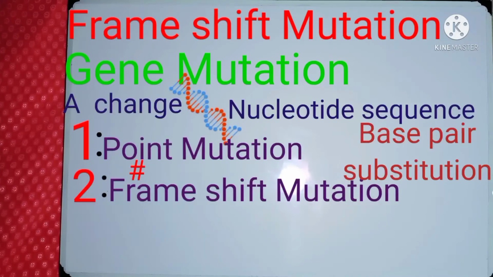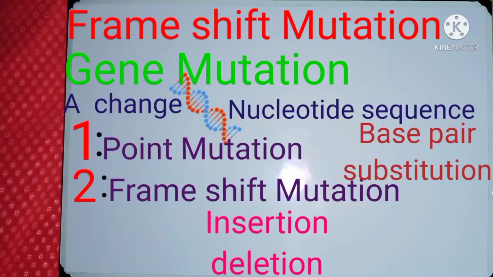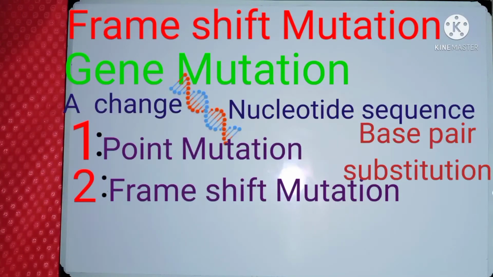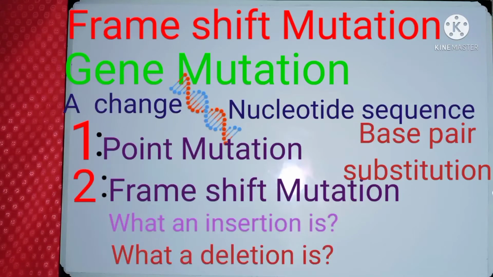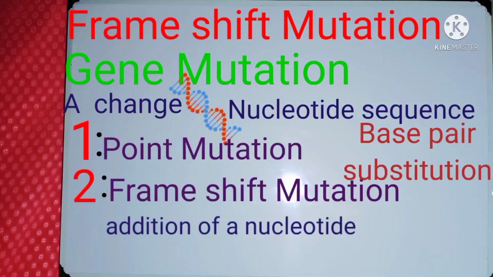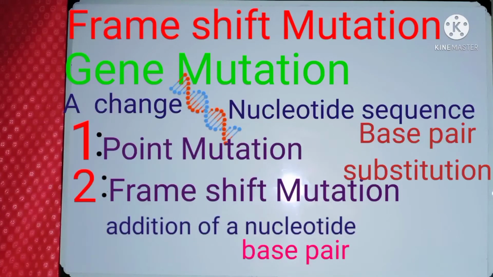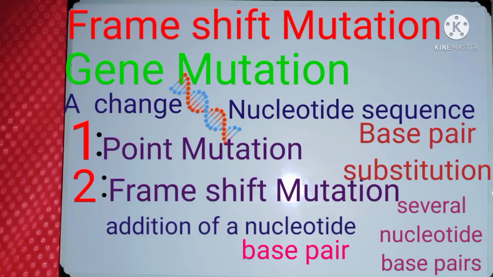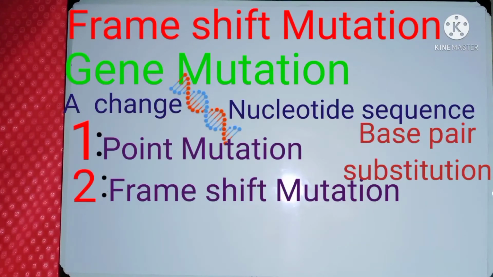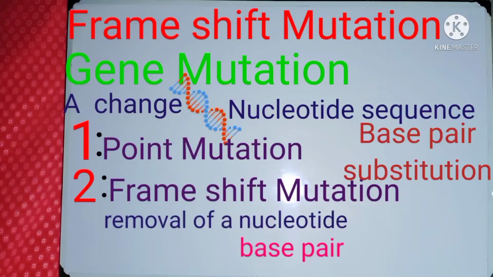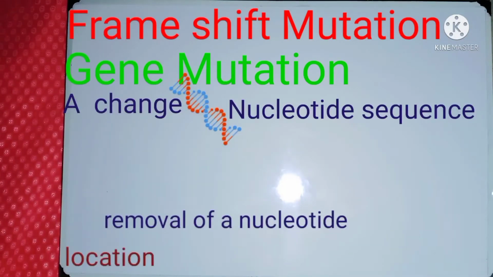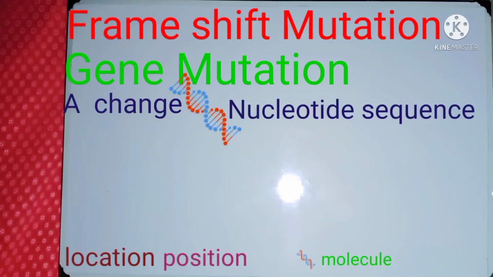Frame shift mutations are the result of insertions or deletions that take place on our DNA molecule. Let's define what an insertion is and what a deletion is. An insertion basically refers to the addition of a nucleotide base pair or several nucleotide base pairs at some given location on our DNA molecule. On the other hand, deletion is the removal of a nucleotide base pair or several nucleotide base pairs at some given location and position on our DNA molecule.